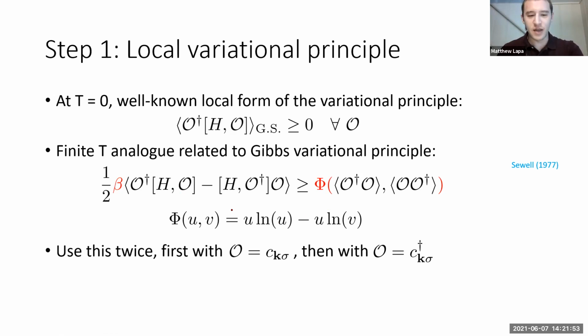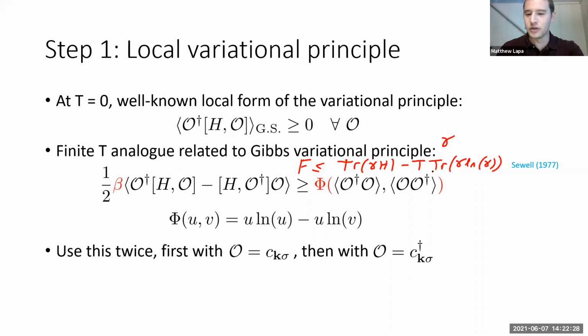Let's see, what are a couple interesting things here? So the Gibbs variational principle is the global version, where it says if you have some density matrix gamma that's not the thermal one, then the true free energy is always less than or equal to the trace of H against this other density matrix gamma, and then minus temperature times trace of gamma log gamma.